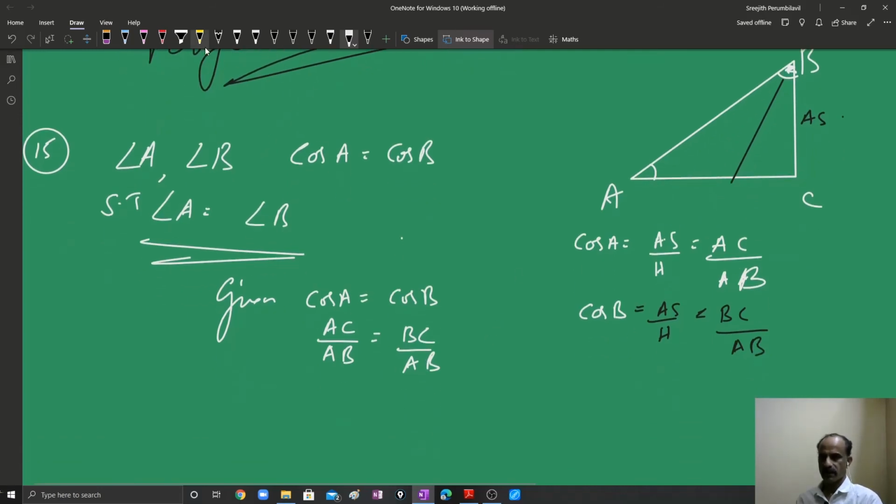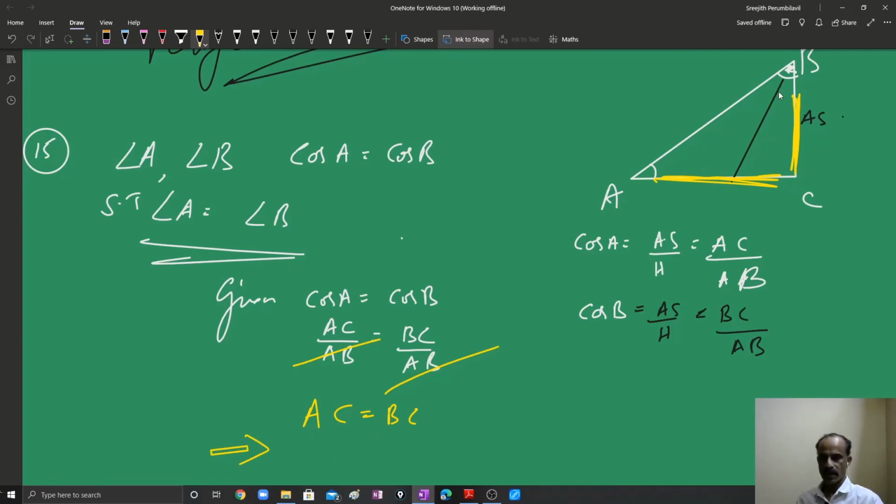What can be done? We have a cancellation. What is that? Beautiful cancellation. AB cancels. AC is equal to BC. These two sides are equal. This implies the triangle is isosceles.